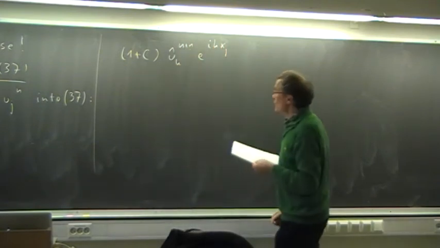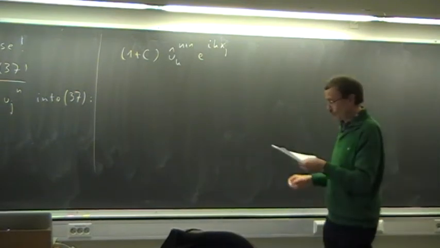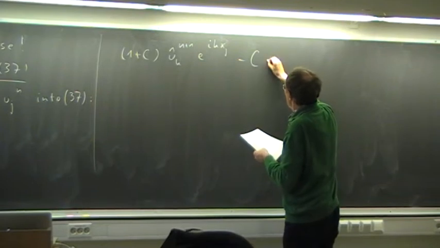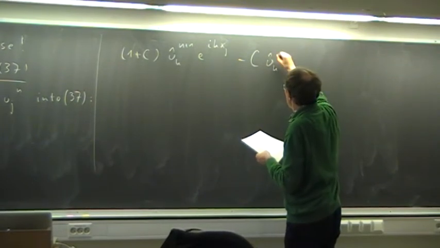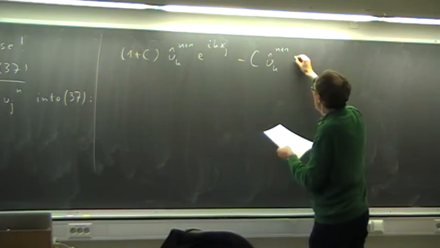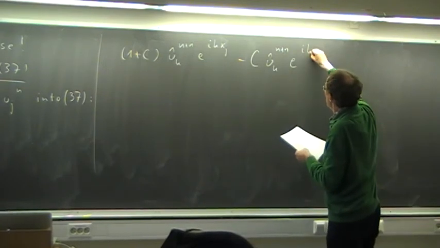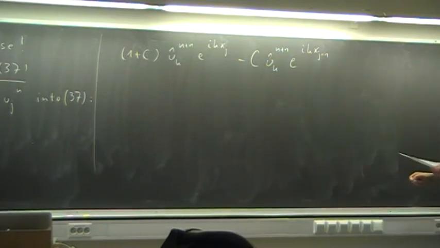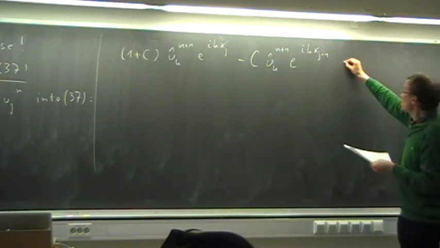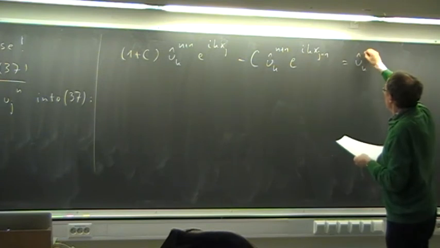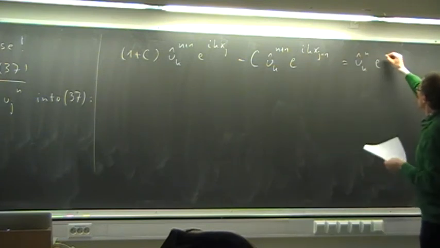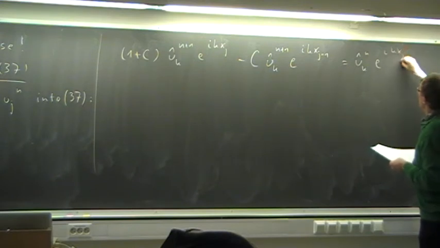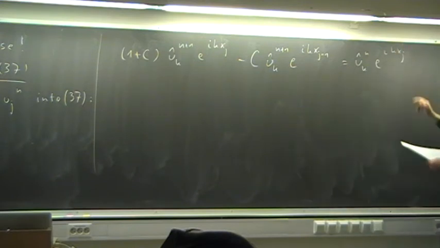So we get then this Fourier mode at the new time level. Minus c times u hat k n plus 1. Now it is e to the I k x j minus 1. It is the upward neighbor. On the right hand side we have the Fourier mode at the old time level. Just it is u j n. So we get e to the I k x j.